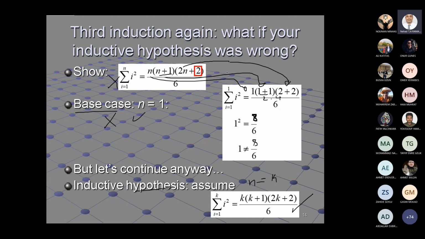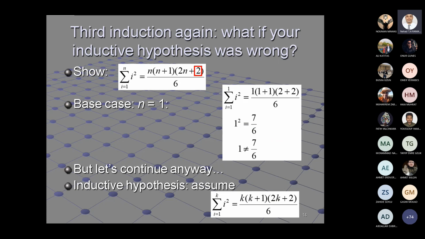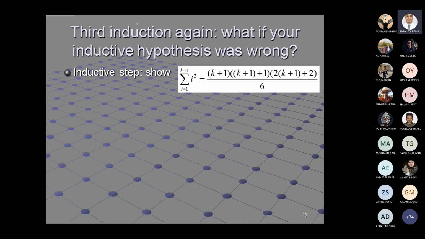Instead of n, we will write k. And instead of n here, we will write k. So it's the sum from i equal 1 to k of i square equal k multiplied by k plus 1 multiplied by 2k plus 2. Now, inductive step. Inductive step is to show k plus 1. So we will write from i equal 1 to k plus 1.